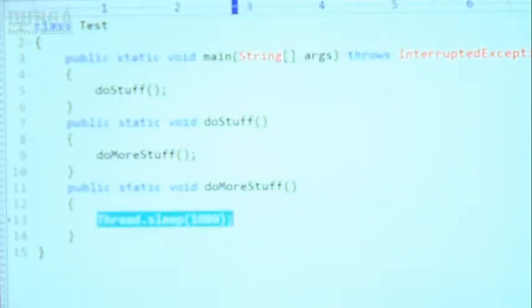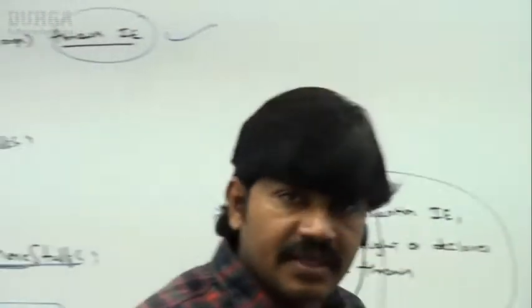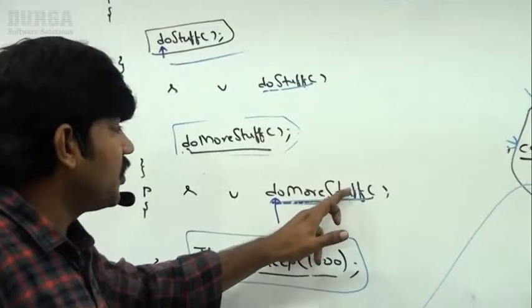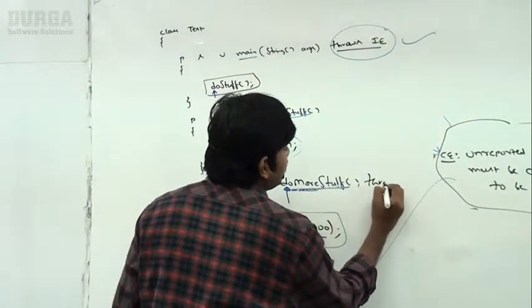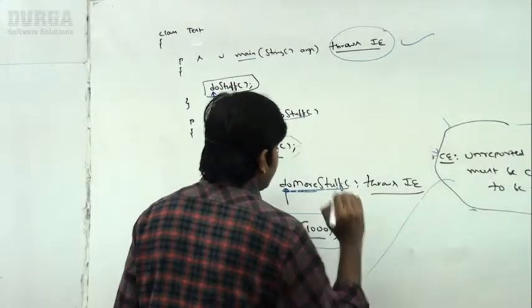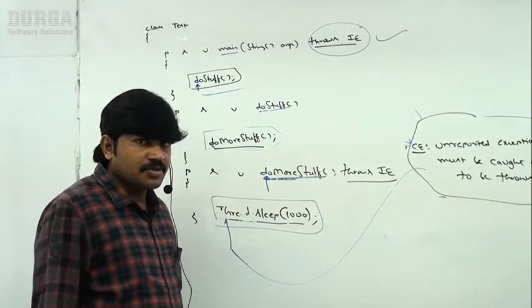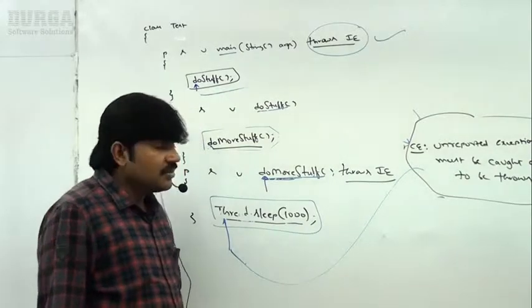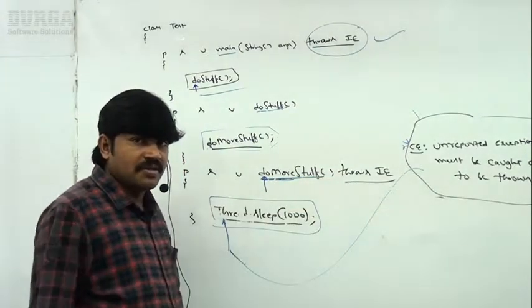Are you getting the point, right? This is the error we are going to get. Unreported exception must be caught or declared to be thrown. Sir, now how can I solve this problem? Again, doMoreStuff is responsible to delegate to the caller. Okay? throws IE. Can you please tell if the code will compile or not? Respond. Will the code compile or not? Yes. Okay. If I take it like this, now the code won't compile.